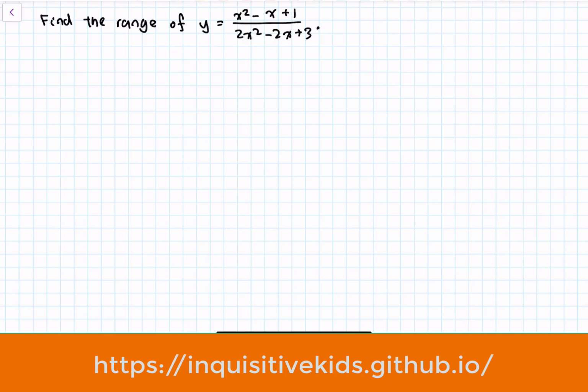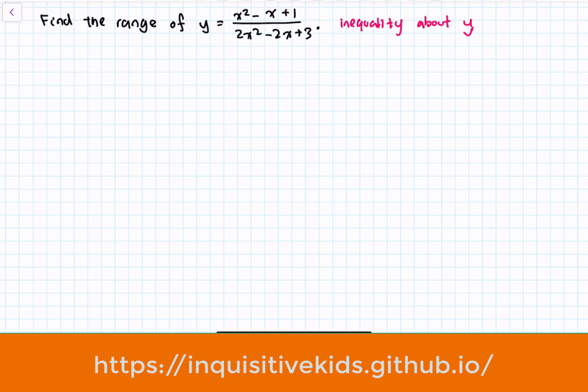When we're finding range or domain, it usually means we're trying to find an inequality about the variable. In this case, it's y. So how can we do this? Our first step is just to simplify our equation. So we can multiply the denominator on both sides.